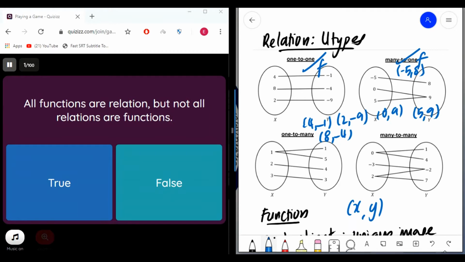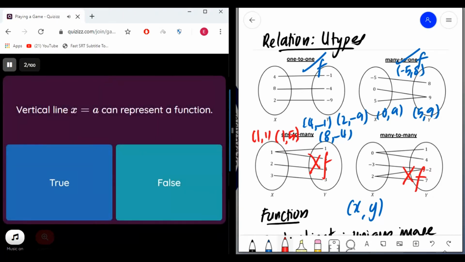But for one-to-many, we have (1, 1) and (1, 5) at the same time. For object 1, we have 2 images which are 1 and 5, meaning the images are not unique. So this is not a function. For many-to-many, obviously we cannot write them in ordered pairs. That is why it is not a function. In short, by definition of function, only one-to-one relation and many-to-one relation are functions. Therefore, the statement is true.